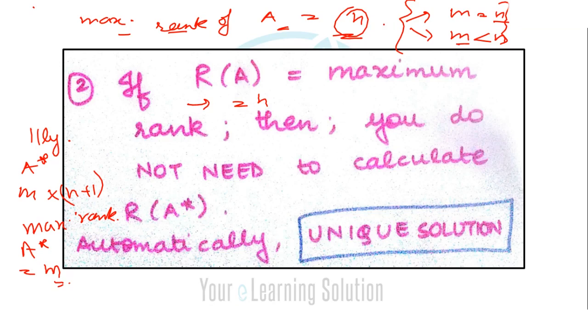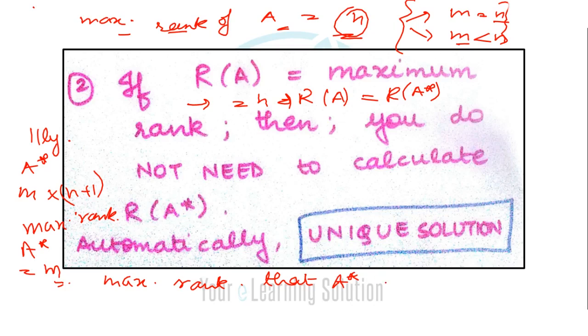When is it that rank of A would be equal to rank of A star? When rank of A is equal to rank of A star, you know that the system is consistent. So essentially what you're saying is the following. When the rank of A is equal to the maximum rank, which in this case is equal to n, then it automatically implies that rank of A equals rank of A star. Because the maximum rank that A star can have is equal to m, and the minimum rank that A star has is equal to the rank of A.